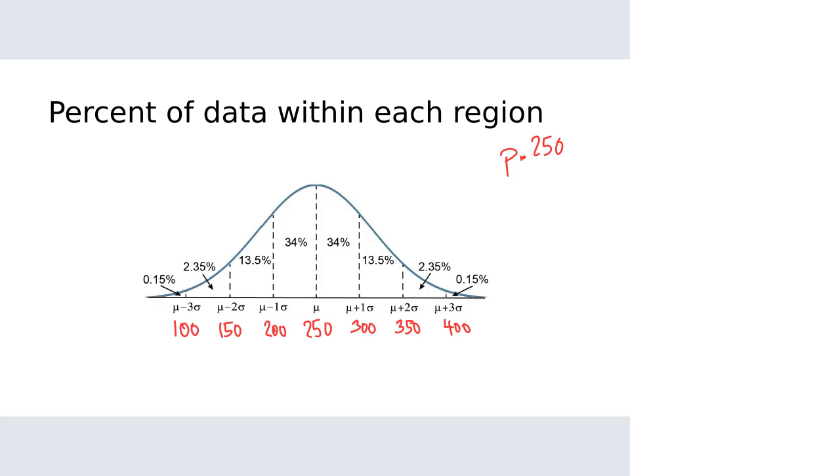Okay, so I go back and I find, all right, well, let's see. 150 is right here, 2 standard deviations below the mean. 250 is here, that's the mean. And between there is that piece of my diagram, which is these two pieces right here added together, 34 and 13.5, that's 47.5%. So what percent of the students scored between 150 and 250? 47.5% did.